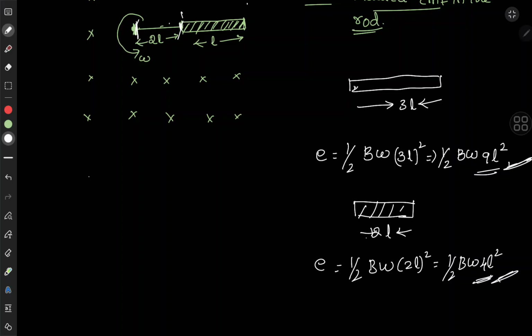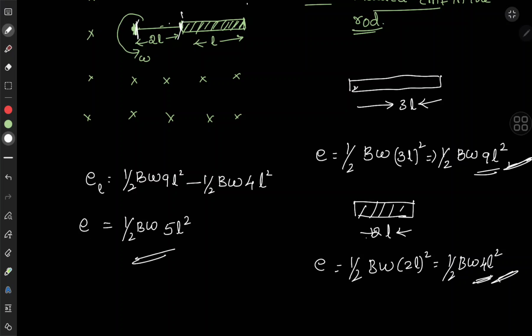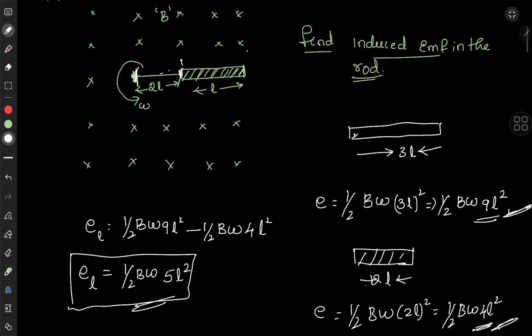The net EMF in the rod of length L is half into B omega 9L square minus half into B omega 4L square. So we can write it as half into B omega, 9 minus 4 gives 5L square. So this is the answer. The induced EMF in the length L of the rod is half into B omega 5L square. If you just took L, you would get half into B omega L square.